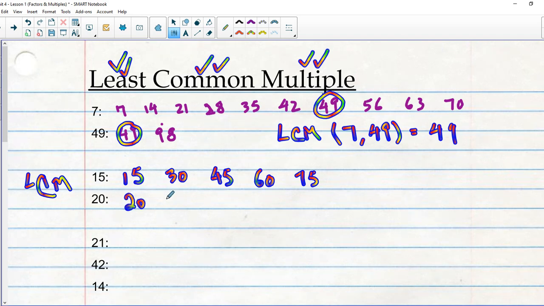20, right? What's 20 times 2? 40. What's 20 times 3? 60. What's 20 times 4? 80. What's 20 times 5? 100. Now, I'll use a different marker. I'll use smiley face. How about that?